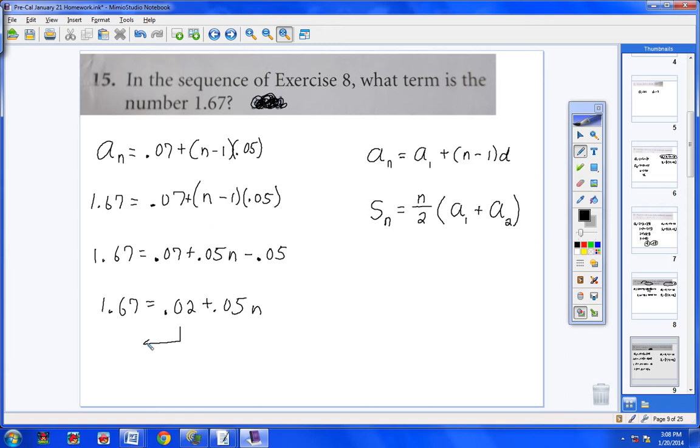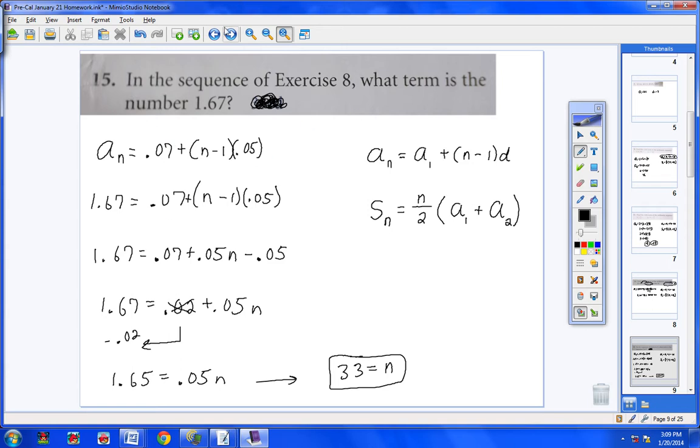Now let's bring over the 0.02, and when we do, it becomes a -0.02, and now it's gone, and I'm left with 0.65 equals 0.05 n. Now feel free to use a calculator. If you divide both sides by 0.05, you will get 33 exactly. And so 33 equals what? It equals n. So that's what term number you're dealing with. So the 33rd term is 1.67. Study this. Make sure you know how to do this, okay?